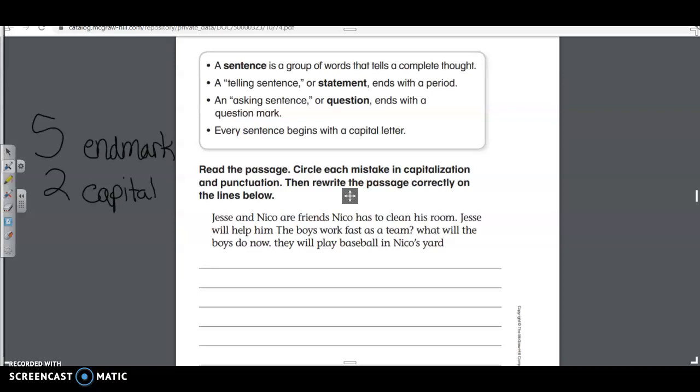Okay. So we kind of talked about there being 5 end mark mistakes and 2 capital letter mistakes. Let's read through this. Jesse and Nico are friends. Nico has to clean his room.